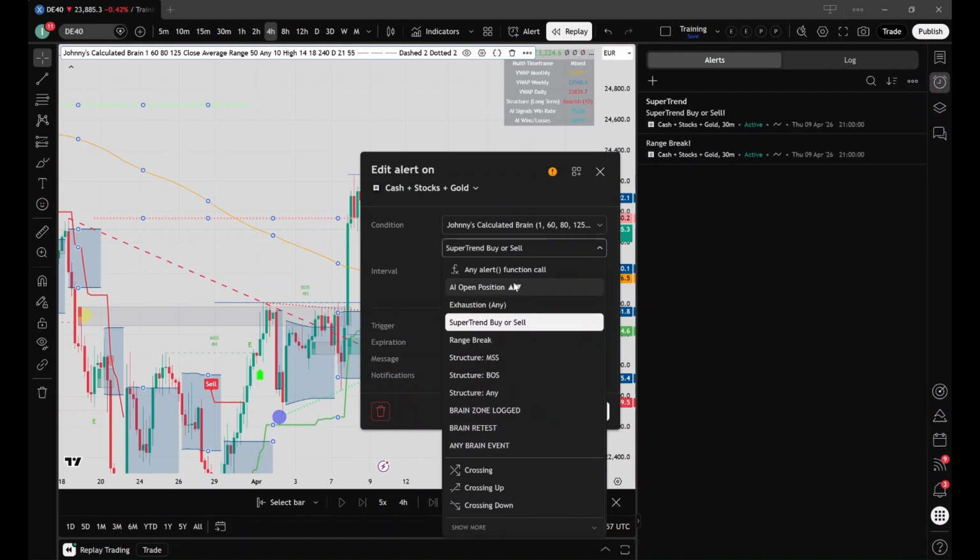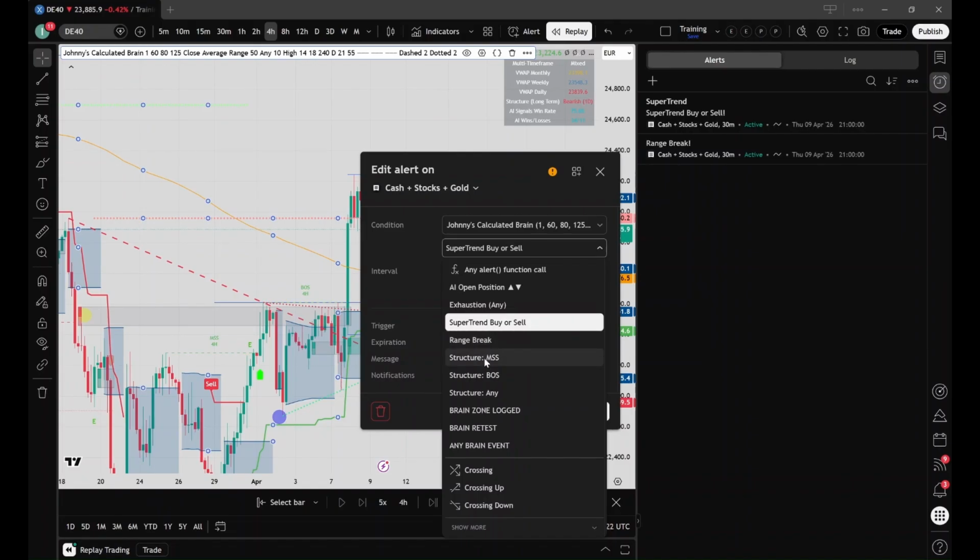AI open positions, so AI buy and sell positions. Exhaustion, any, whether it's a bullish exhaustion or bearish, it just needs to prompt you to look at the chart. So that's merged. Super trend, buy or sell, whether it's a buy or a sell, you'll get an alert. Range break in either direction, whether it's an upward range break or downward, you'll get an alert.